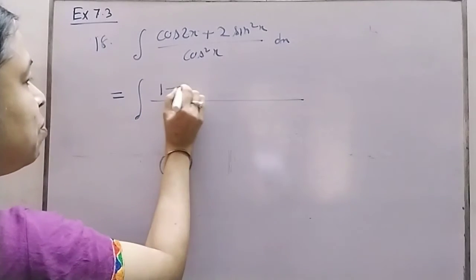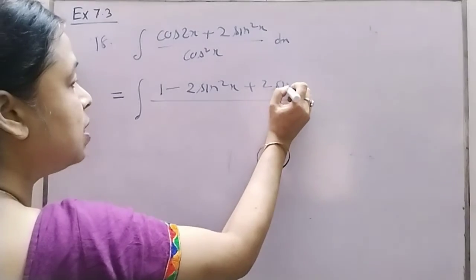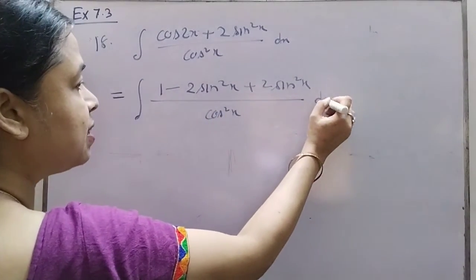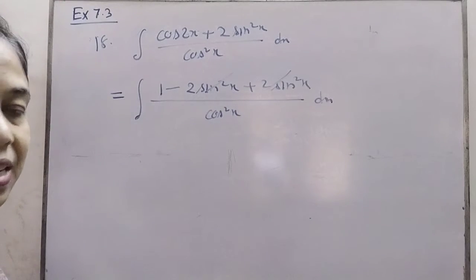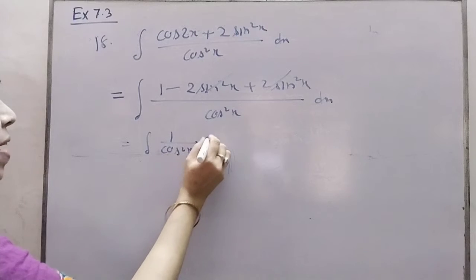At least the formulas you have to remember. So it becomes 1 minus 2 sin²x plus 2 sin²x, divided by cos²x, into dx. This is cancelled out. Hope you understand it. Now what to do? It is equal to what? 1 by cos²x into dx.